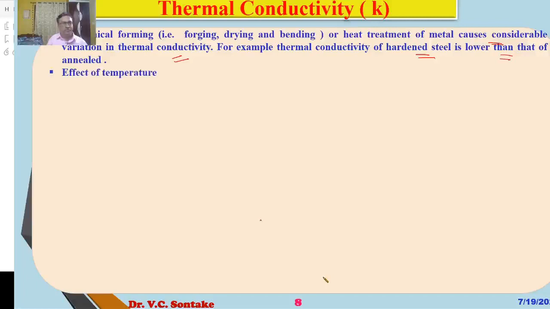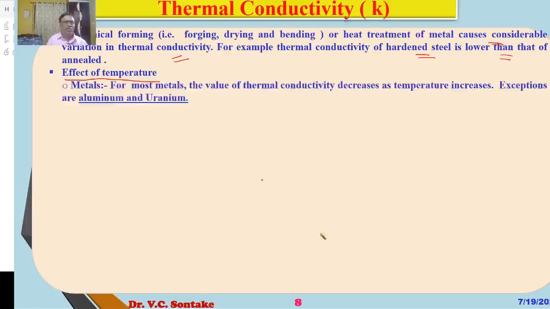Now, effect of temperature. Temperature is the very important parameter which affects the thermal conductivity of the material to a greater extent, and its effect is different on different types of materials. So let us discuss its effect on different types of materials, starting with metals.